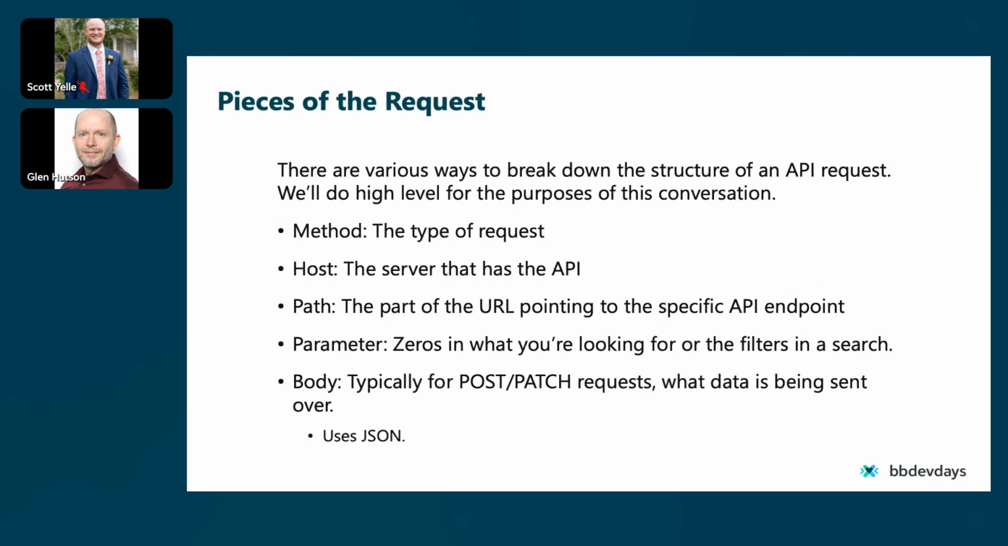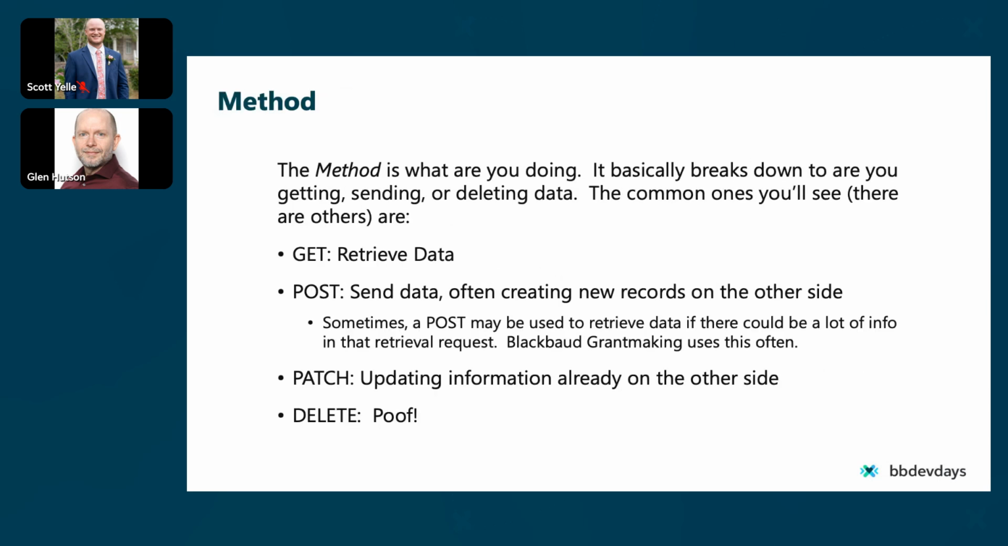One of the things I mentioned at the top is what's called the method. There are different types of methods we'll be talking about today. The main one we'll be talking about is GET. If I'm asking the API for something, it's to get and retrieve data. A POST is when I want to send data somewhere. When I'm submitting a form to a website, that's a POST. A PATCH is updating information that's already there. And DELETE, poof, gone.